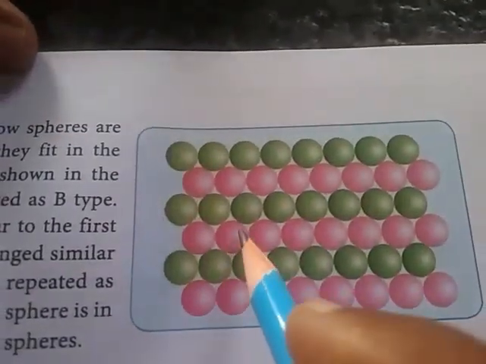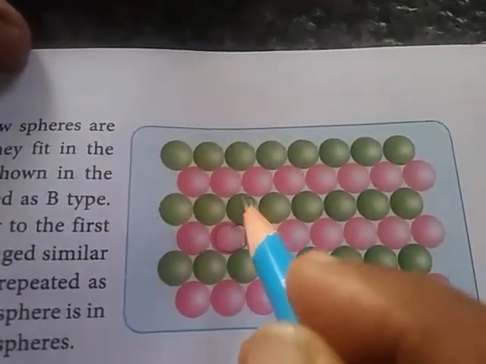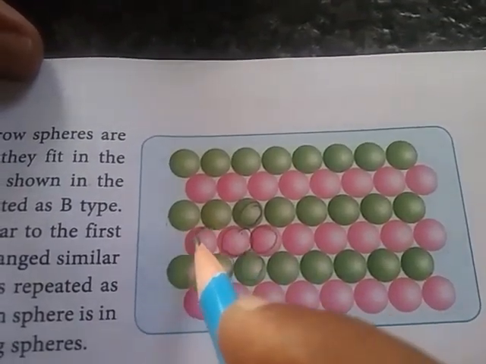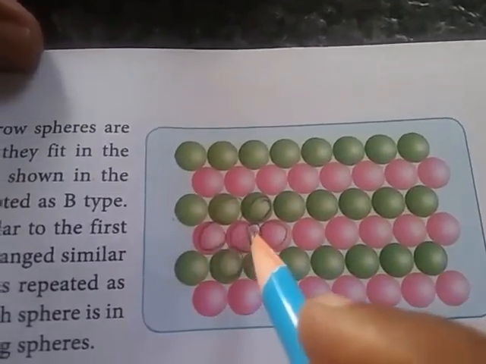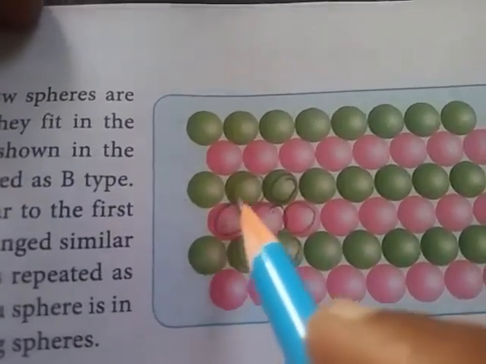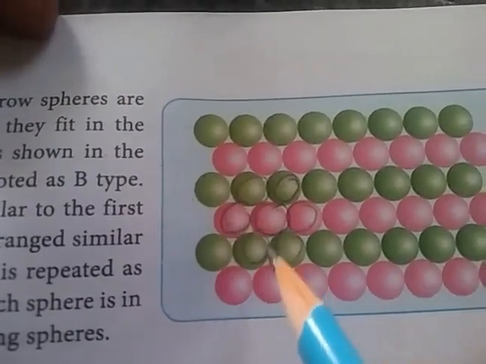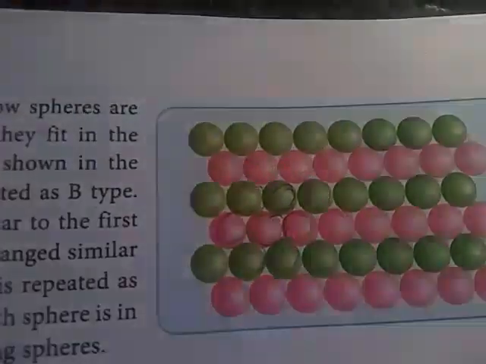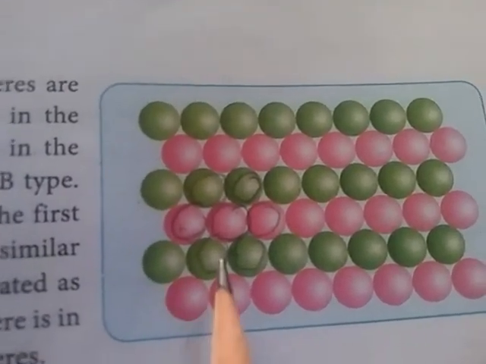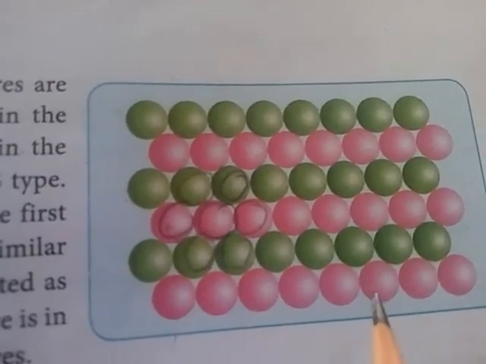Now look at this arrangement. Here this sphere is touched by 6 neighboring spheres. Okay. So in AB type arrangement, one sphere is touched by 6 neighboring spheres, but in AAA type, one sphere is touched by 4 spheres, and this is the closest arrangement of AB type.